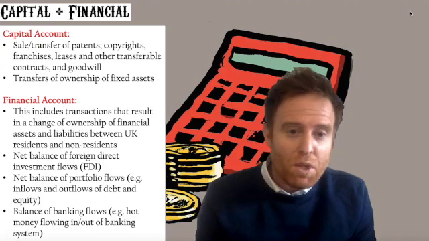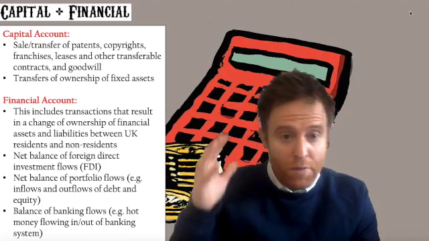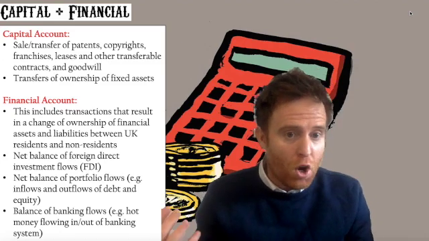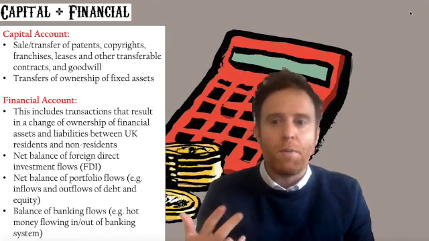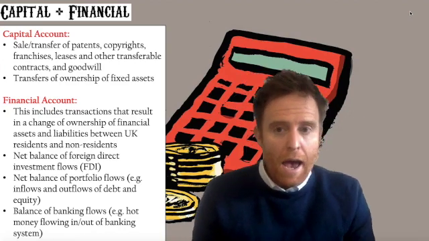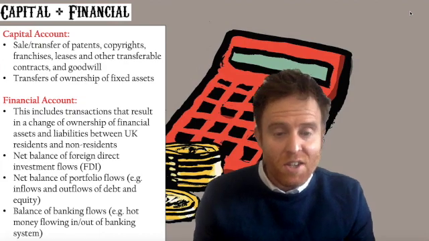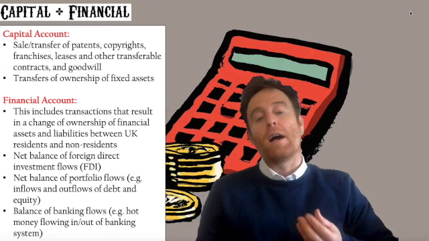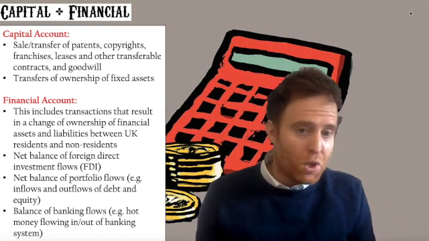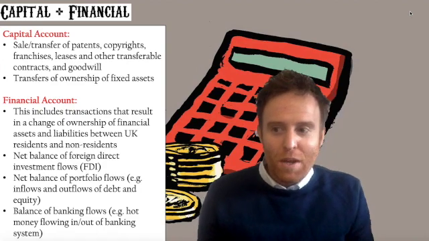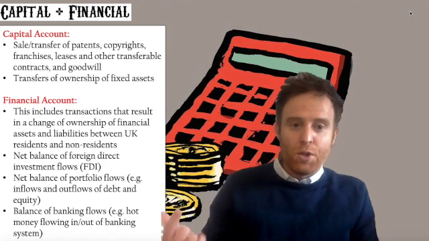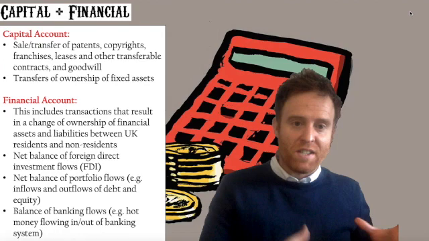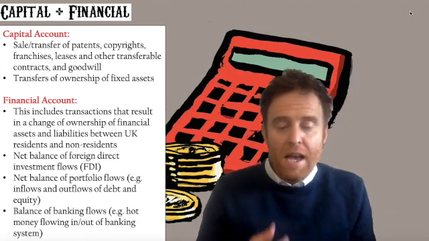Okay, so within the capital and financial account, we can break it down into the different components of each one. With the capital account, you've got your sale or transfers of intellectual property. So it could be your patents, it could be your copyright, it could be franchises or leases, but also transfer of ownership of fixed assets. What I mean by fixed assets are those assets that take a long time to be converted into cash. So it could be, for example, land. If there are foreign inflows coming into the country to buy land, then obviously we're selling off those fixed assets to foreign customers.